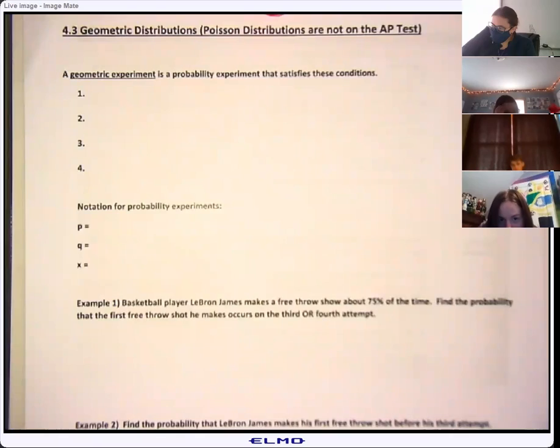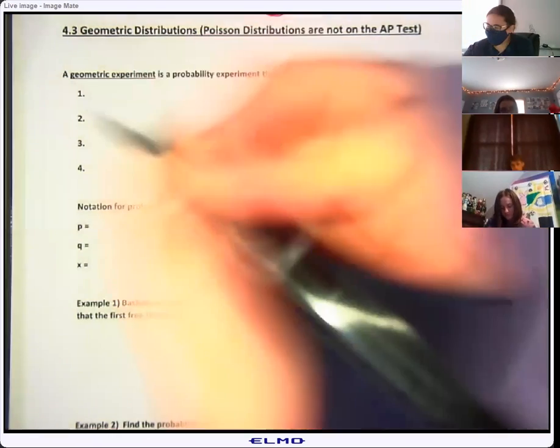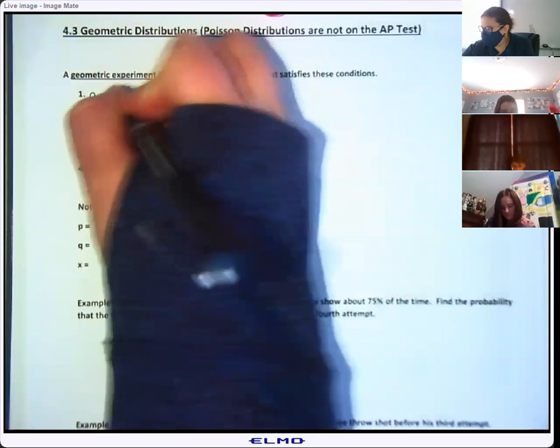Okay. A geometric experiment has the following things. Okay. So a trial is repeated.